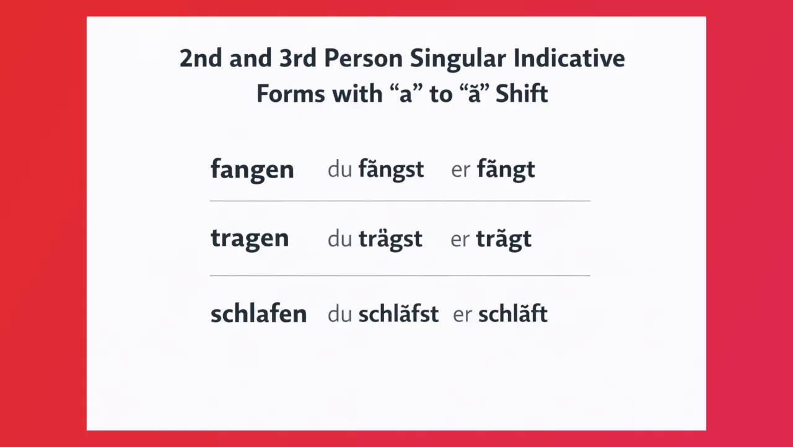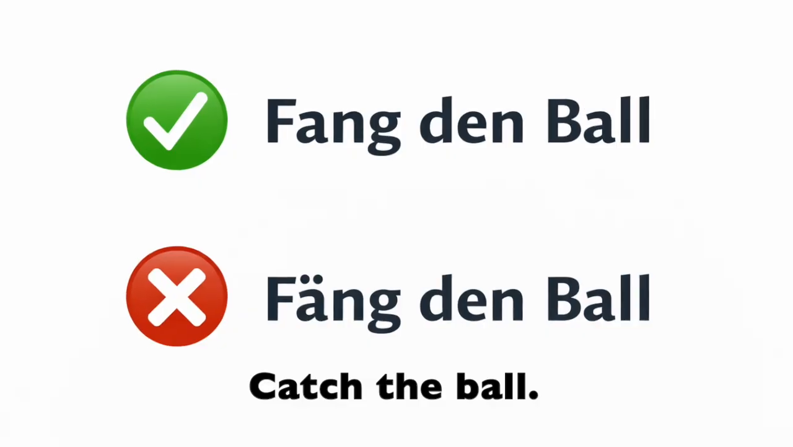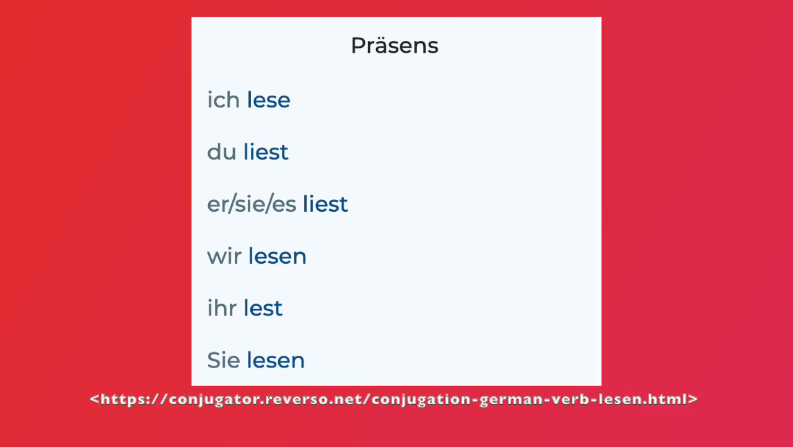Okay, now let's get into a few of the details. For verbs that have an a to a umlaut shift in the second person singular forms, we're going to ignore that umlaut entirely in the imperative. So it's fang den Ball, for example, and not fäng den Ball. As far as the verbs with the vowel change e to i, those changes are also preserved in the imperative. So with a verb like lesen, which changes to liest in the second person singular, we get lies.